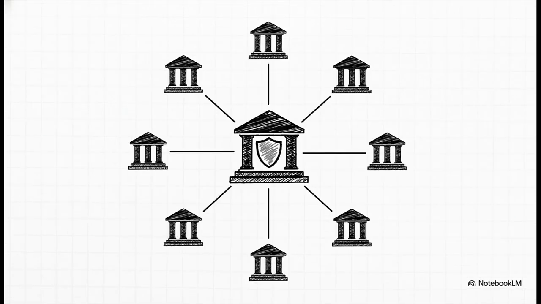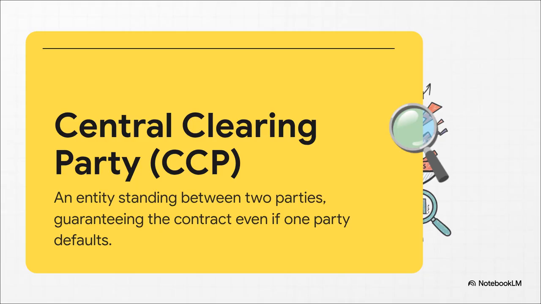chain reaction. The new system, on the other hand, is designed to look a lot more like this, what they call a hub-and-spoke model. So instead of everyone trading directly and privately with each other, most standardized trades now have to go through a middleman. This is a central clearinghouse, and it's designed to act as a buffer, a kind of shock absorber for the entire system. Yeah, this middleman is called a central clearing party, or a CCP for short.